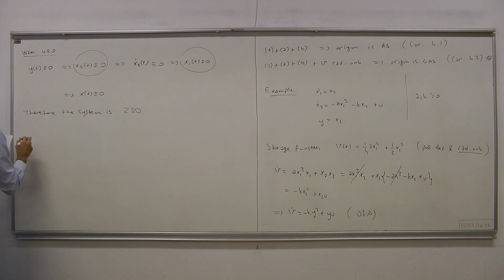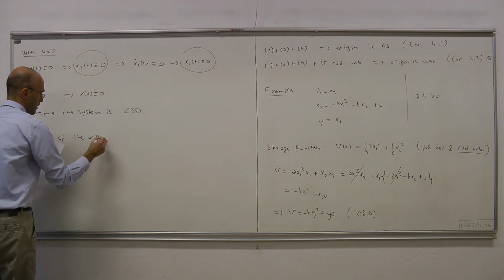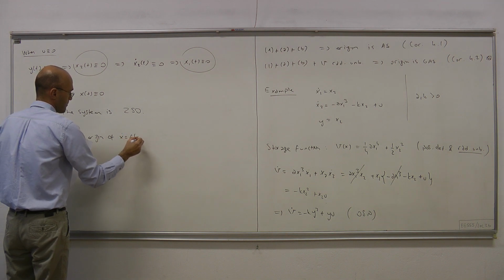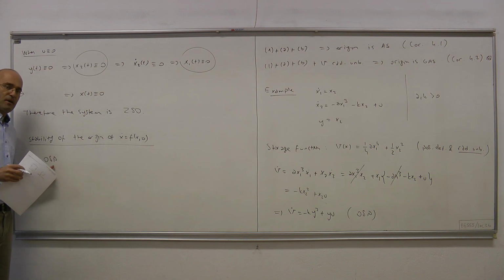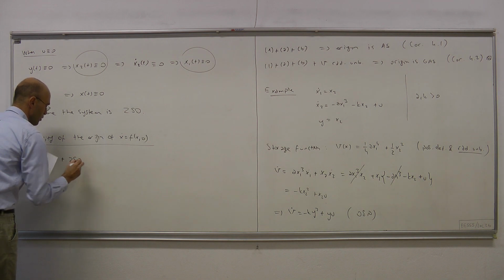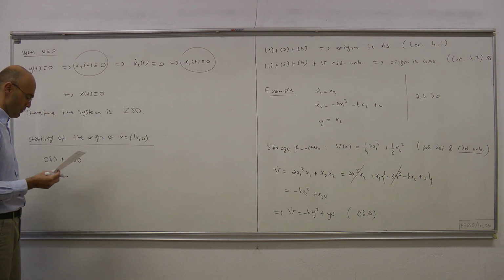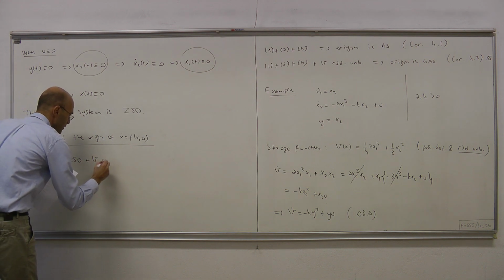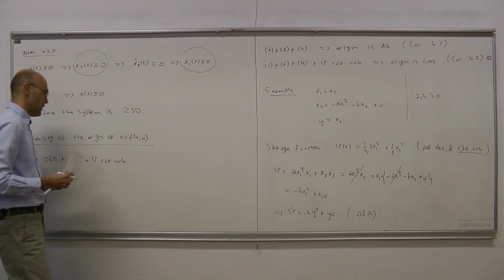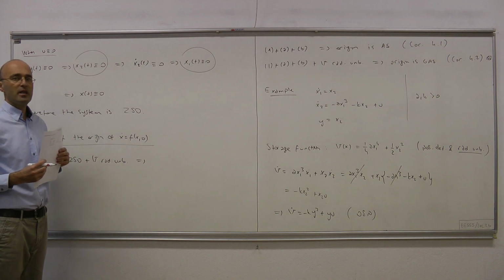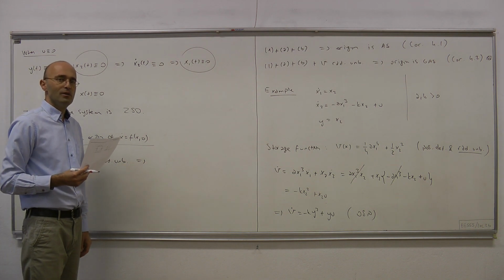And now we can say something about the stability of the origin of the unforced system. We have output strict passivity for our system. We have zero state observability, which we have just shown for our system. Plus, we have a radially unbounded storage function. Those three conditions together imply that the origin is globally asymptotically stable.